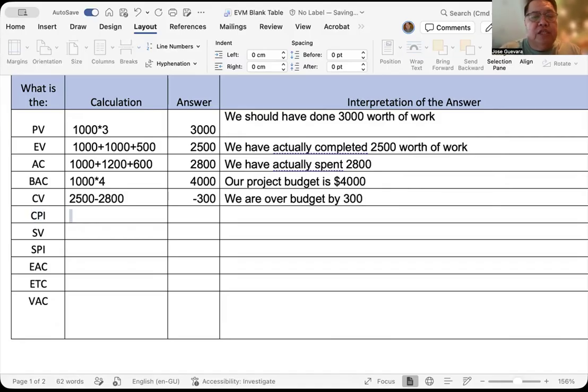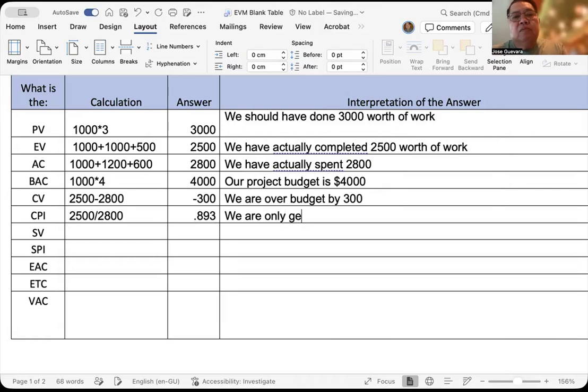What about cost performance index? Same, but we're going to do division. 2,500 divided by the actual cost of 2,800 will give us an answer of 0.893. So we can say that you are only getting 89 cents out of every dollar we spend, which is not good.